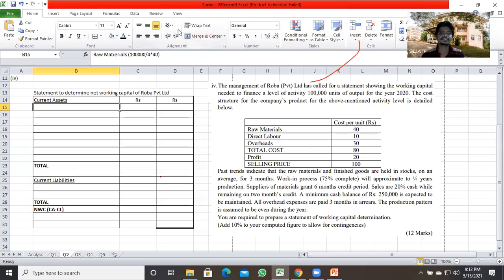So here you can see what I did is 100,000 I divided by 4 simply, then multiplied by 40. I think it's 1 million. Yeah. Now, let's see.